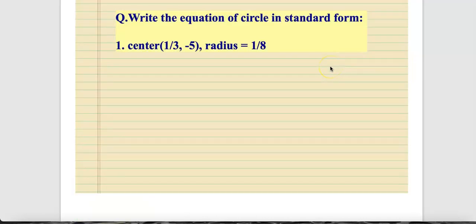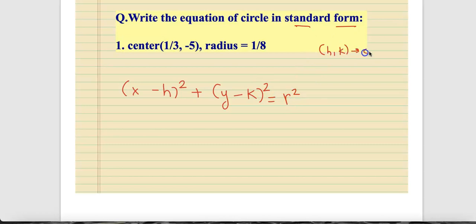Now our next question says write the equation of a circle in a standard form. Now when the word standard form comes, what comes in your mind is equation of a circle in standard form is written like this: x minus h square plus y minus k square is equal to r square, where h comma k is what? This is your center, and your radius is your r over here.